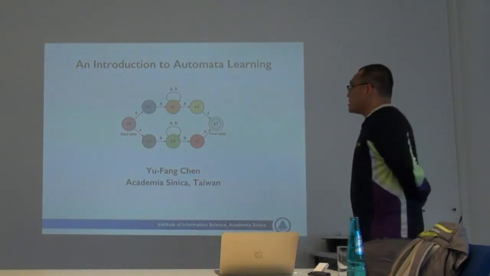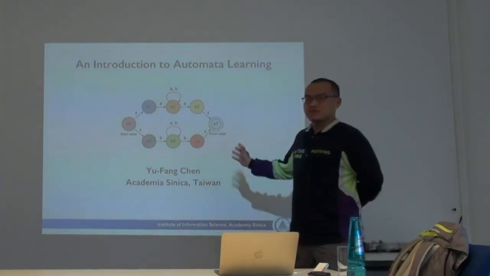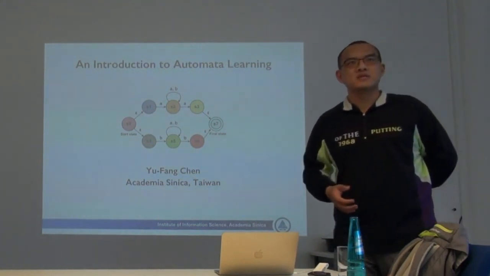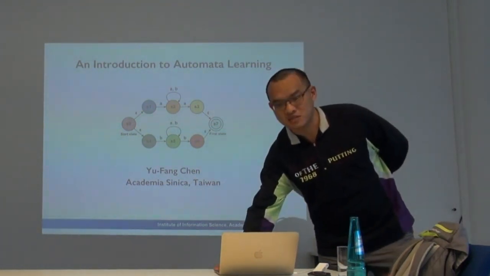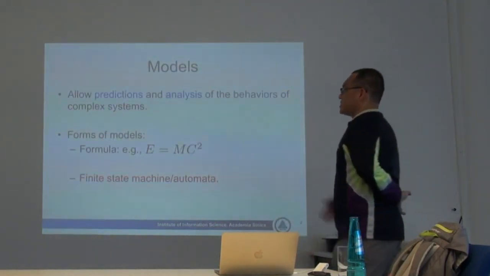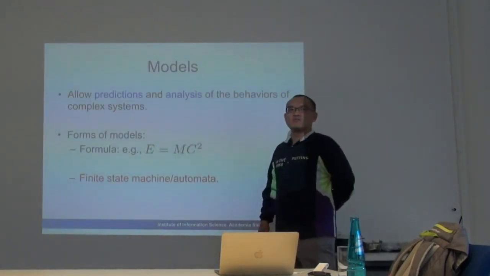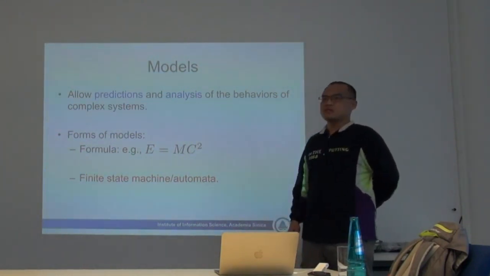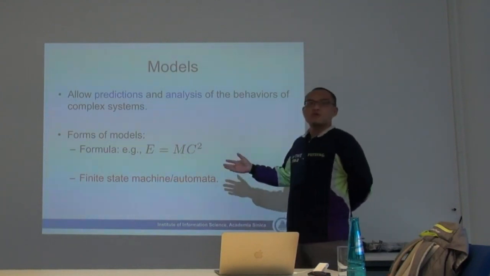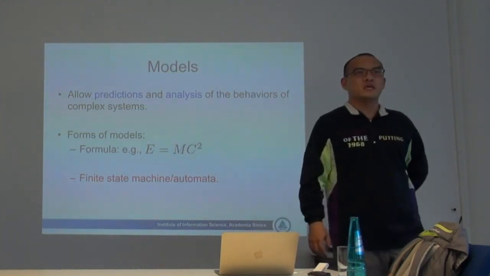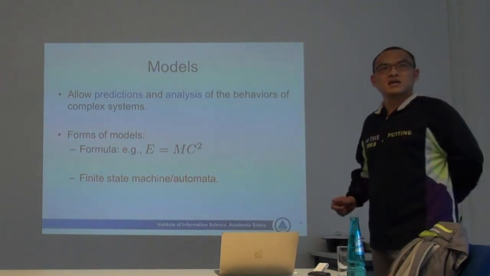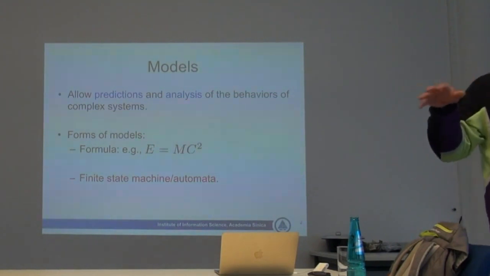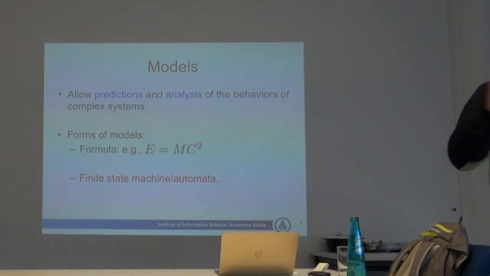So this will be about automata learning, which is a way to automatically infer models from black box systems. Models are good in the prediction and analysis of the behavior of complex systems. Forms of models can be many things. For example, it can be a formula. But today we will focus on models in the form of finite state machines or automata. I'm not so sure if everyone here is familiar with automata or finite state machines. Okay, good.